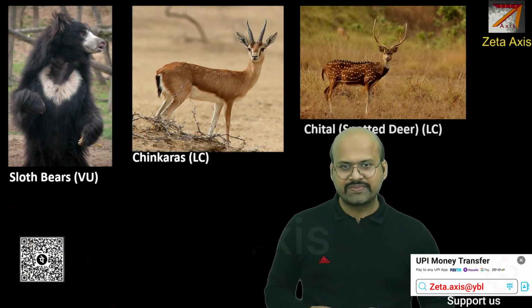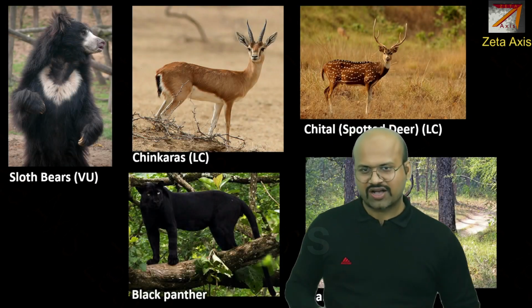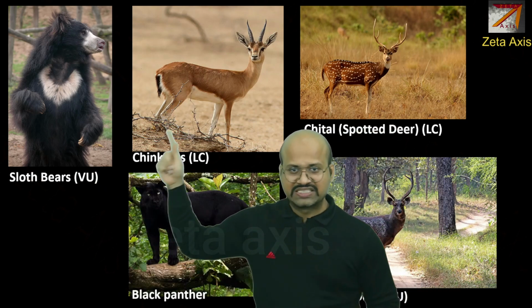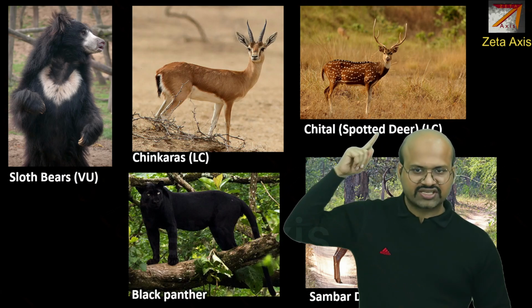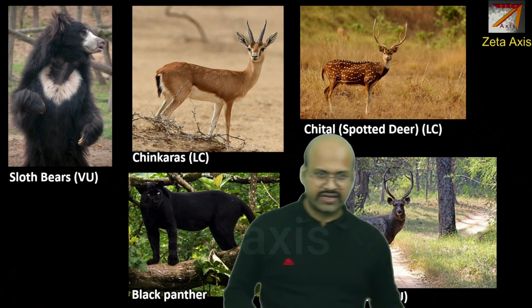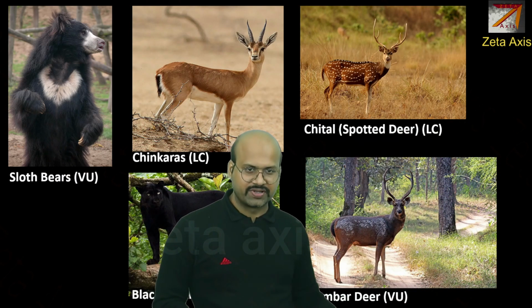The main animals which are found in Mukundra Hills National Park are sloth bears, which are vulnerable, chinkaras, which are least concerned, then chital or spotted deer, again least concerned, black panther, and then sambar deer, which is vulnerable.